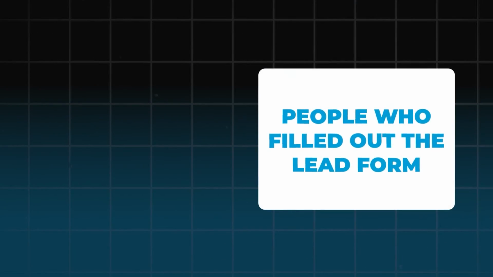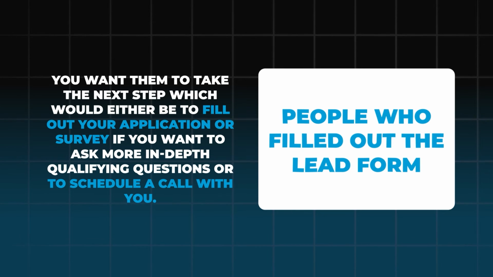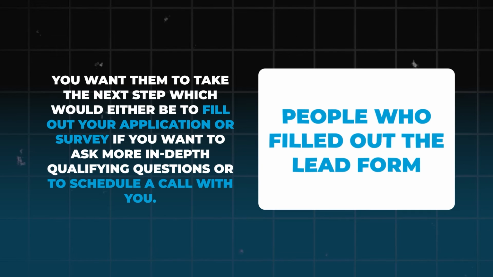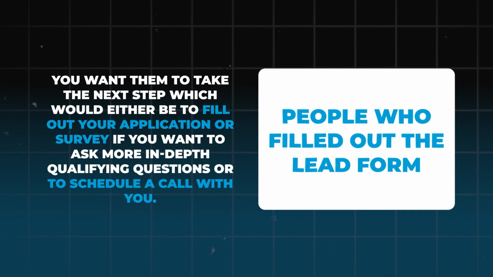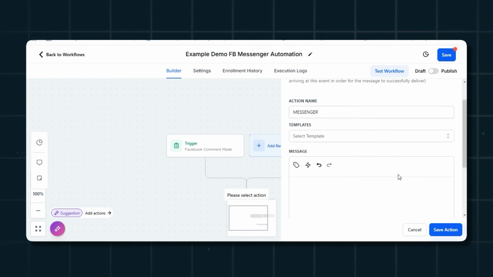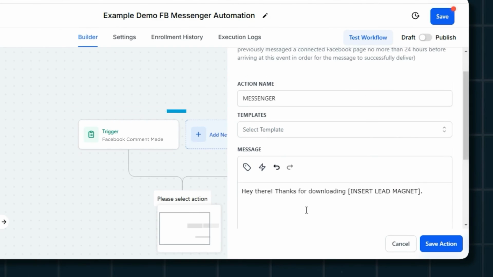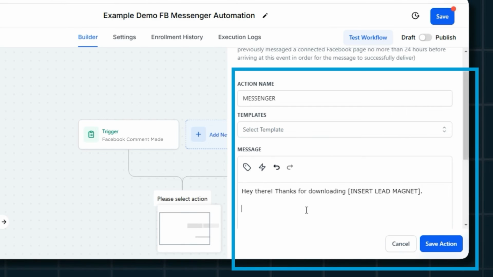If they did fill out the lead form, you want them to take the next step, which would be either to fill out your application or survey if you want to ask more in-depth qualifying questions, or to just go ahead and schedule a call with you. You can choose the appropriate keyword to have them comment for that, like free strategy call or what have you. So when each group comments their corresponding keywords on their corresponding Facebook posts, you can set up the automation here to Facebook message them a link to whatever it is they need: your landing page with the opt-in form and lead magnet, or your survey page or your calendar page.